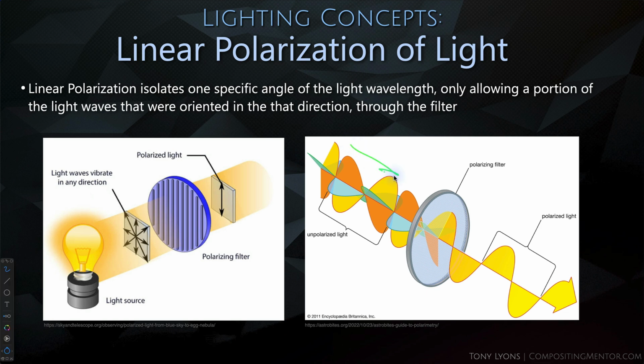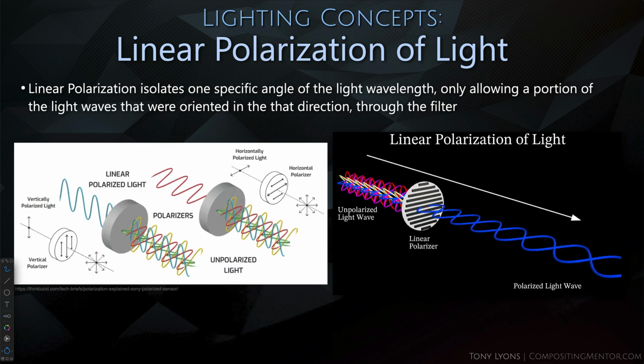Here's another image where the light is coming in this direction, and there are different orientations of these cards representing unpolarized light. This polarizer is facing a specific direction and only allowing that direction of light to go through. So only half the light is allowed to pass through that filter.